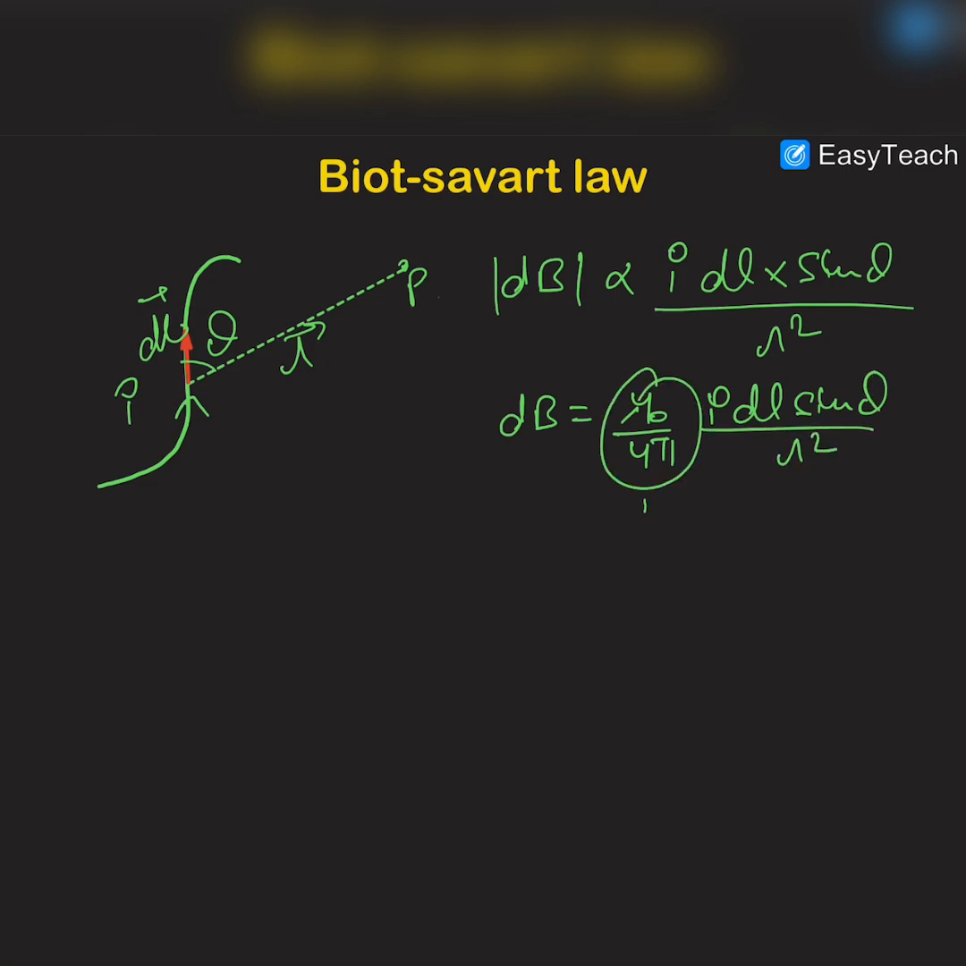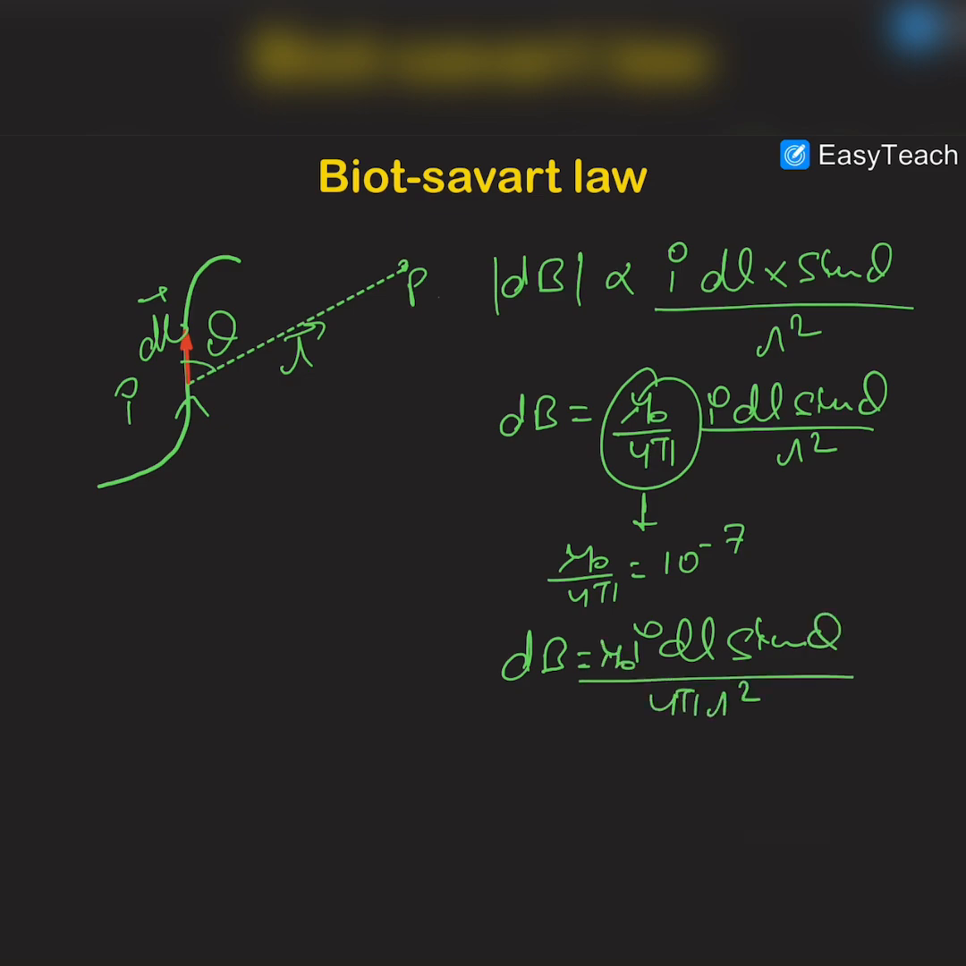The value of mu naught by 4 pi is known to us as 10 raised to power minus 7. So mu naught upon 4 pi will be equal to 10 to the power minus 7. So dB will be equal to mu naught I dl sine theta divided by 4 pi r square. Now let us discuss the direction of this magnetic field dB, and also the fact that this magnetic field is in the perpendicular direction of the plane containing dl and r.